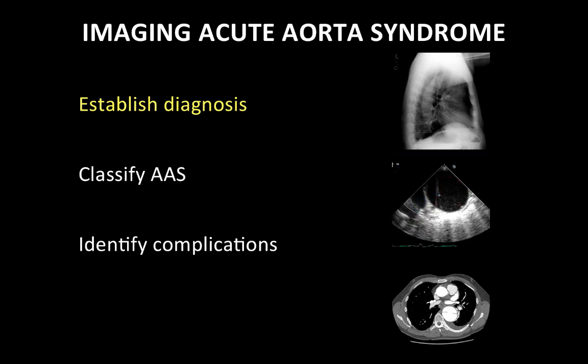aortic syndromes is to establish the diagnosis, to either confirm the presence of an acute aortic syndrome or to exclude it. Once an acute aortic syndrome has been diagnosed, the next step is to classify it, and then the last role for imaging in the management of these patients is to identify complications that will impact the management of the acute aortic syndrome.